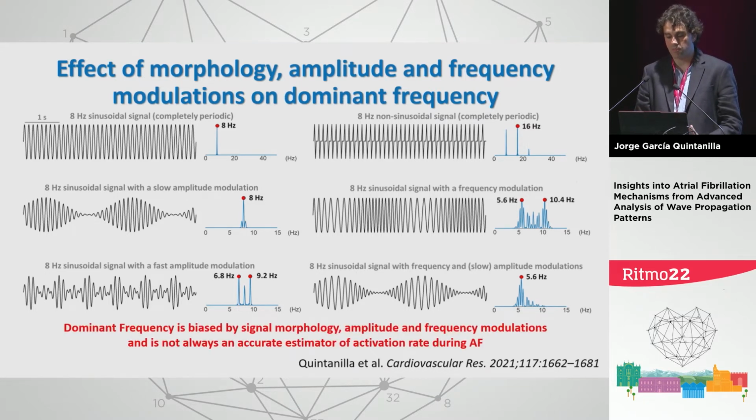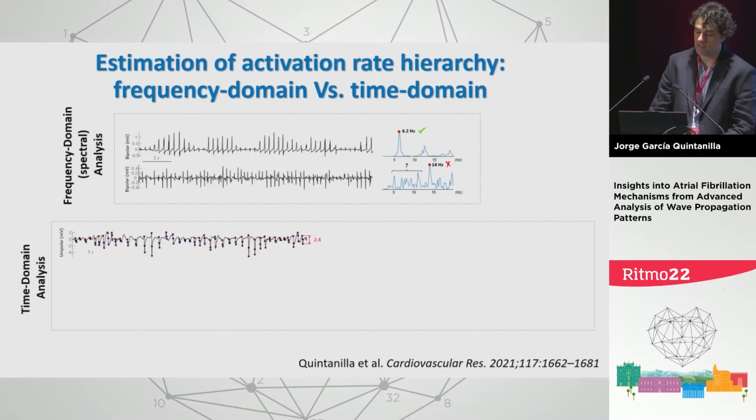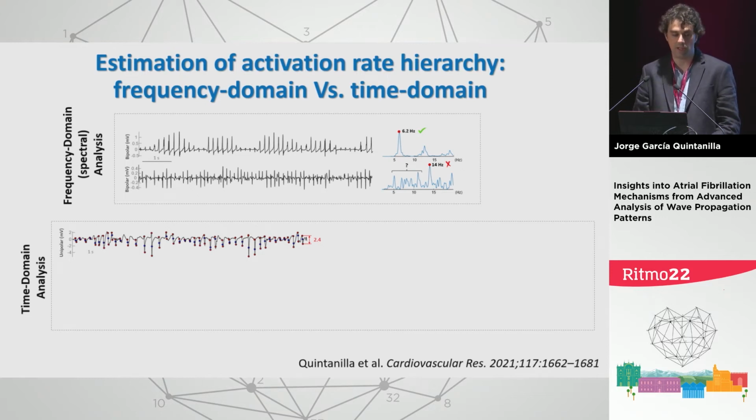Therefore, dominant frequency is biased by signal morphology, amplitude and frequency modulations, and is not always an accurate estimator of activation rate during AF. For this reason, we propose the use of time domain analysis of unipolar signals to estimate atrial activation rates and hence the hierarchy of each atrial location.